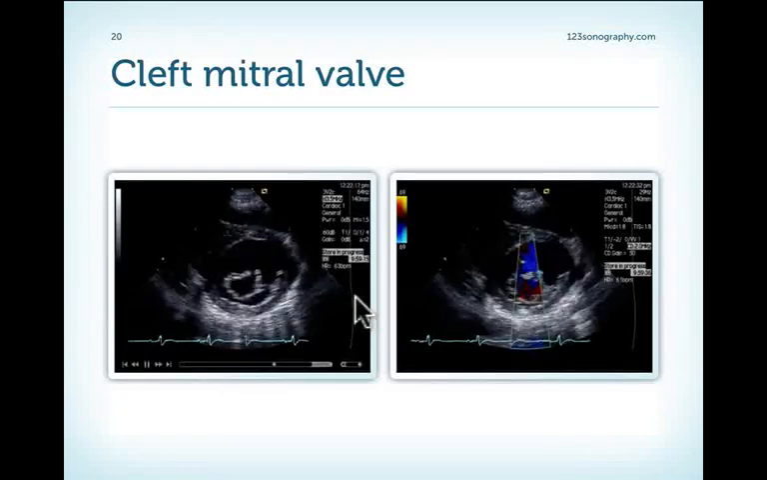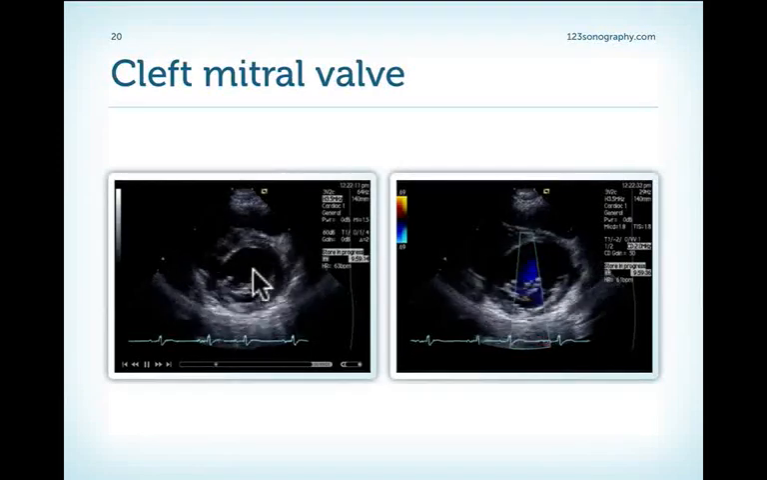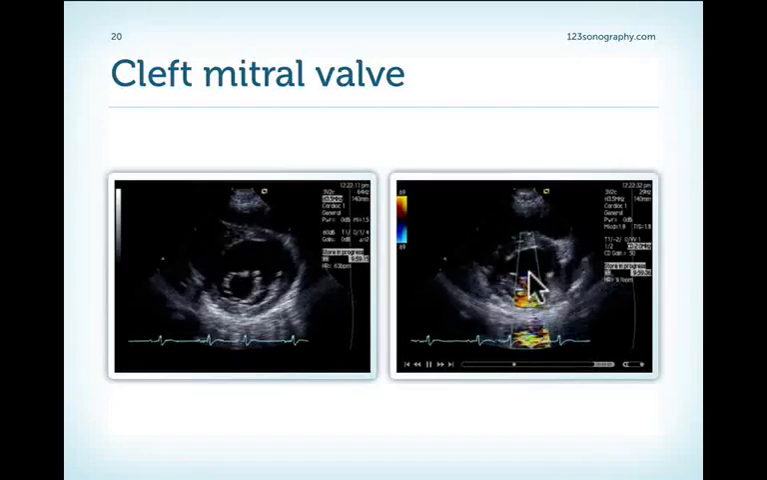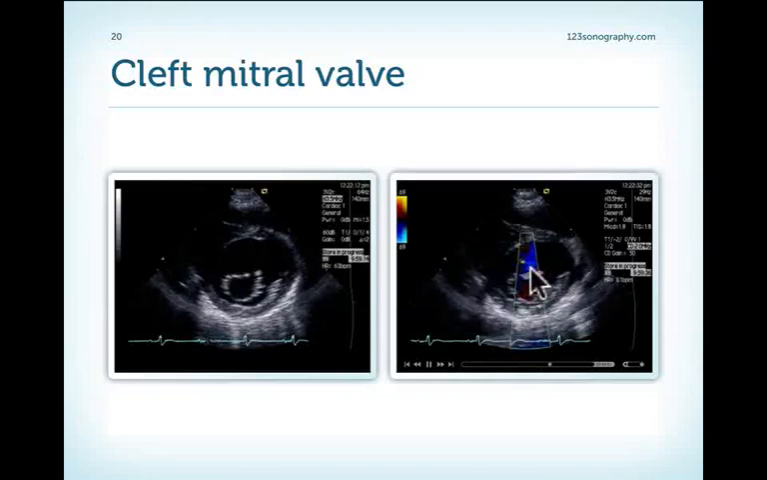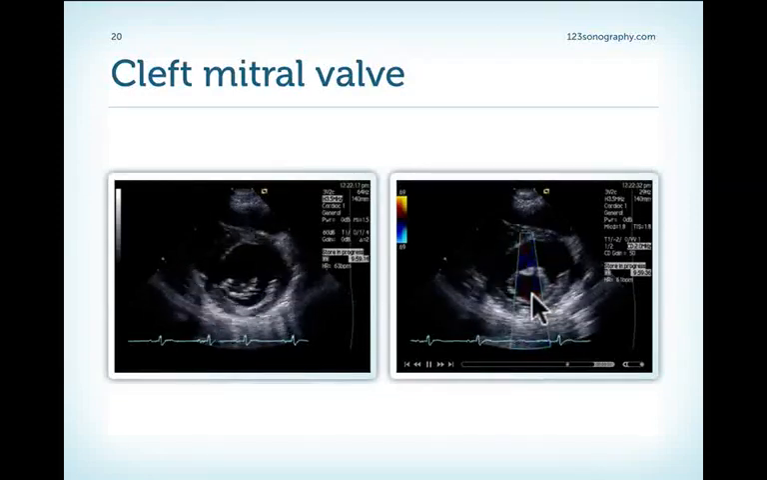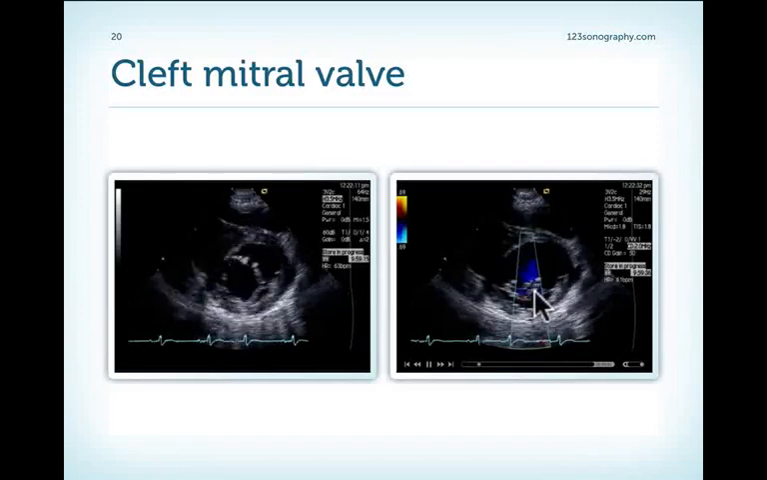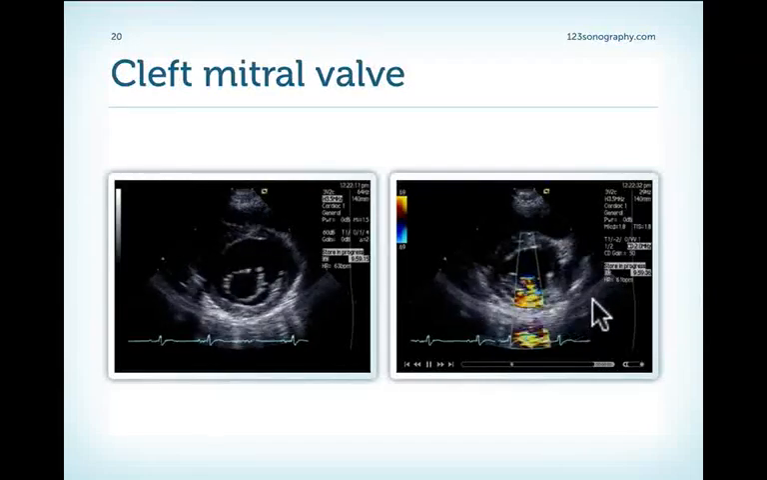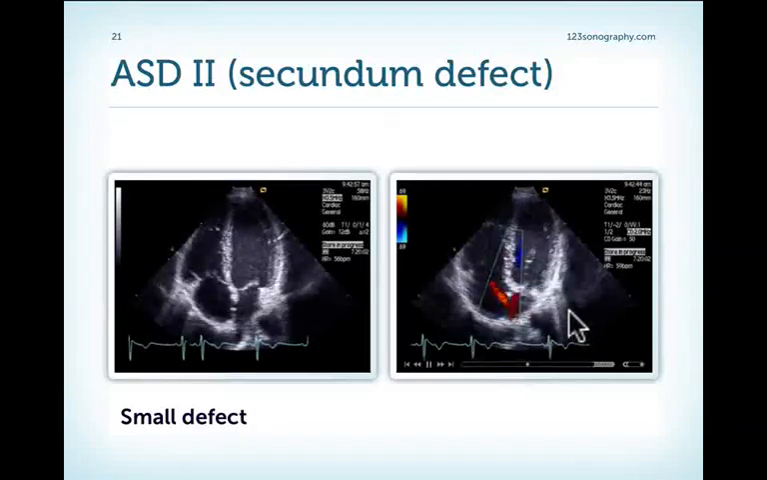These short axis views nicely show the cleft mitral valve. We see that there are two separate parts of the anterior mitral leaflet, and we see here the cleft, and on the right hand side we see the regurgitation caused by this cleft. This extent of regurgitation can vary from even no regurgitation to severe regurgitation, and of course this changes the course of the disease and will also cause then left ventricular volume overload with all its consequences.